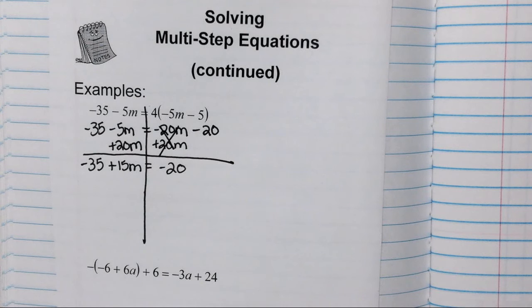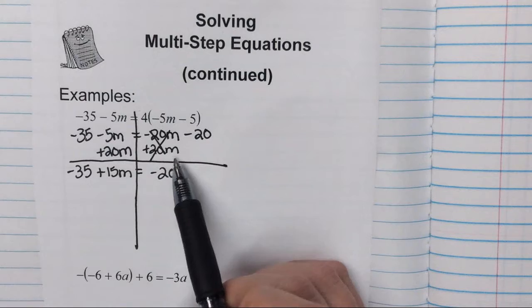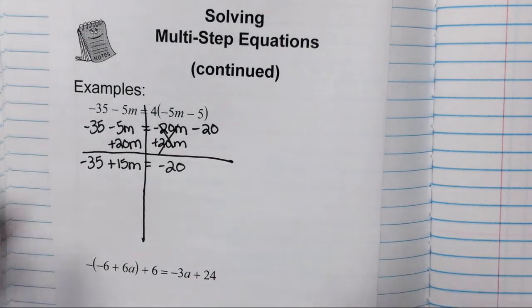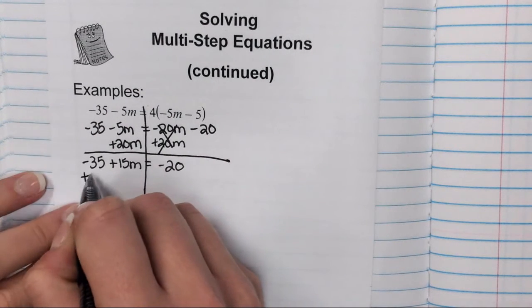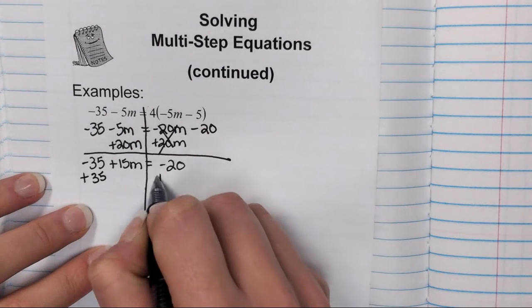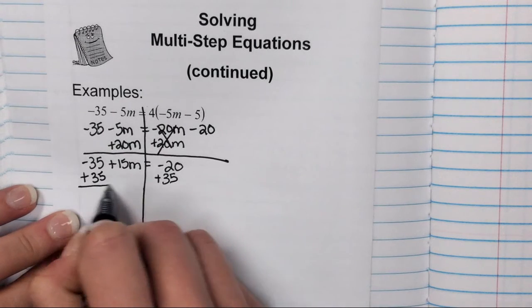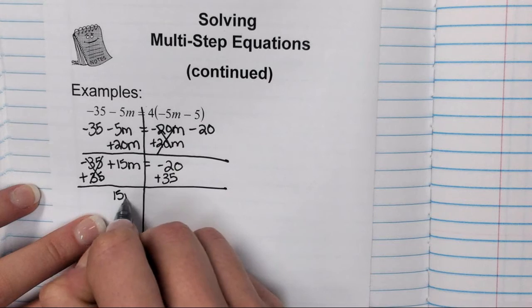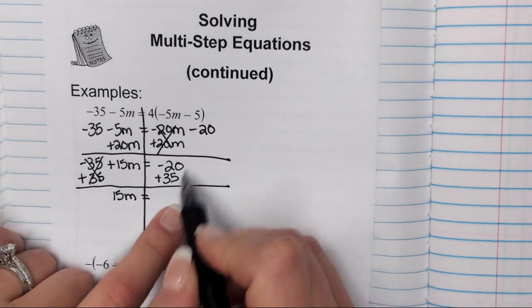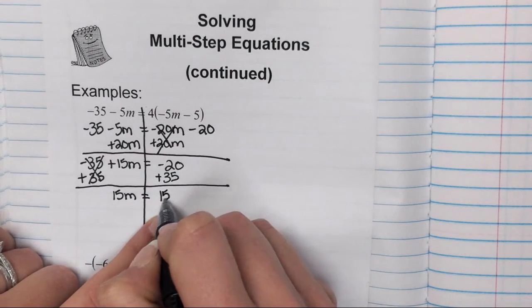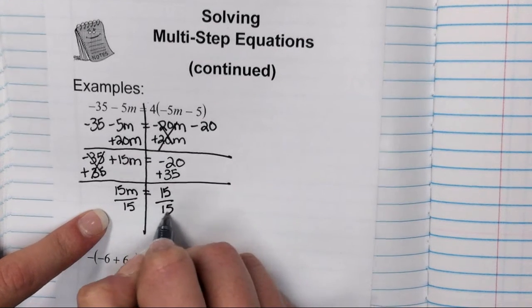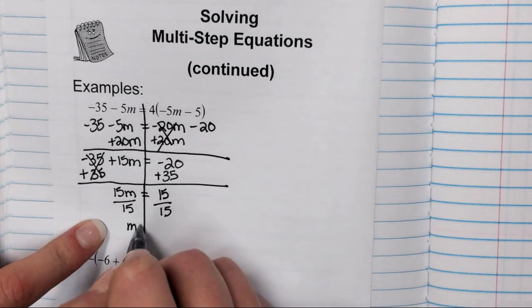Anyway, we were adding 20m to both sides, so we have -35 plus 15m equals -20. Then I'm going to add 35 to move the constants over to the right. Again, that's addition property of equality. So cancel those. I'm left with 15m is equal to -20 plus 35 is 15. Divide both sides by 15. That's the division property of equality. And I'm left with m is equal to 1.